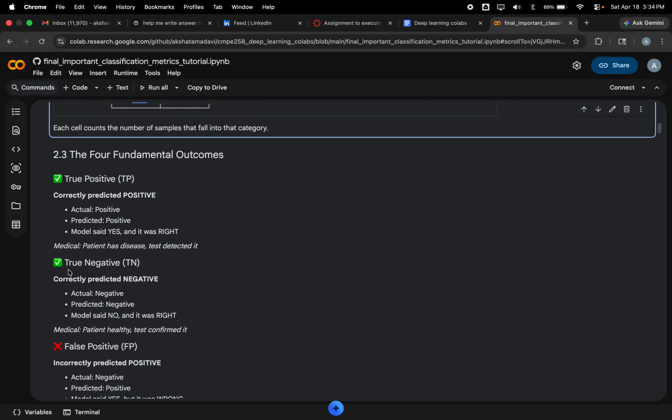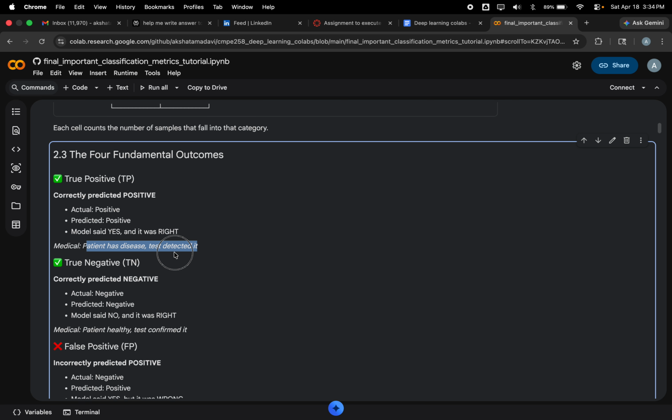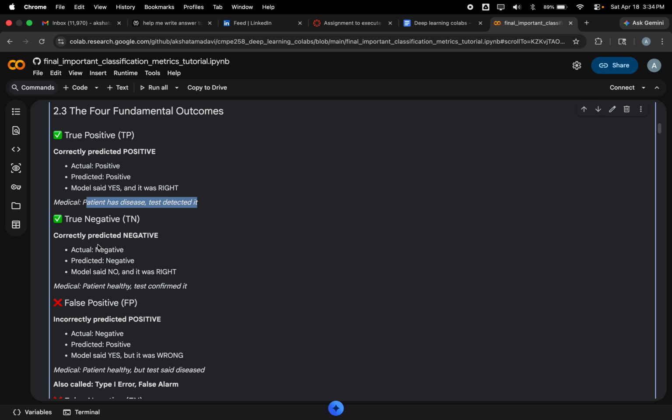For a true positive, the example can be a patient has a disease and the test detected it, which is the correct value. A true negative will be a healthy patient, and the test confirmed it.